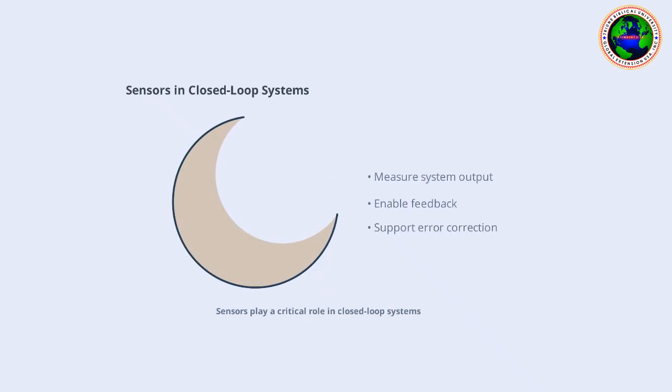Sensors play a critical role in closed-loop systems. They measure the actual output of the system and send this information back to the controller. Without sensors, feedback wouldn't be possible, and the system couldn't adapt to changes or correct errors. Sensors can measure a wide range of variables, from temperature and speed to position and pressure.